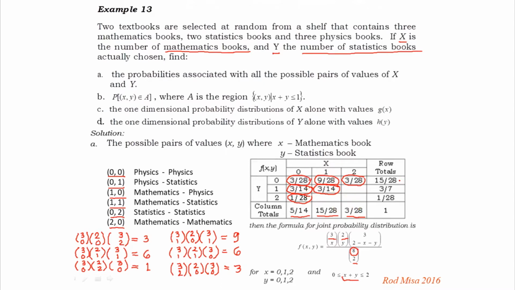Moreover, in similar case, we have a probability of 15 over 28 when your y is 0, adding across all x's here, and a probability of 3 over 7 when your y is 1, adding across all x's also here, and a probability of 1 over 28 when your y is 2. So this is the set of all probability values associated with all possible pairs of the random variables x and y. Now, let's proceed to our second question here.